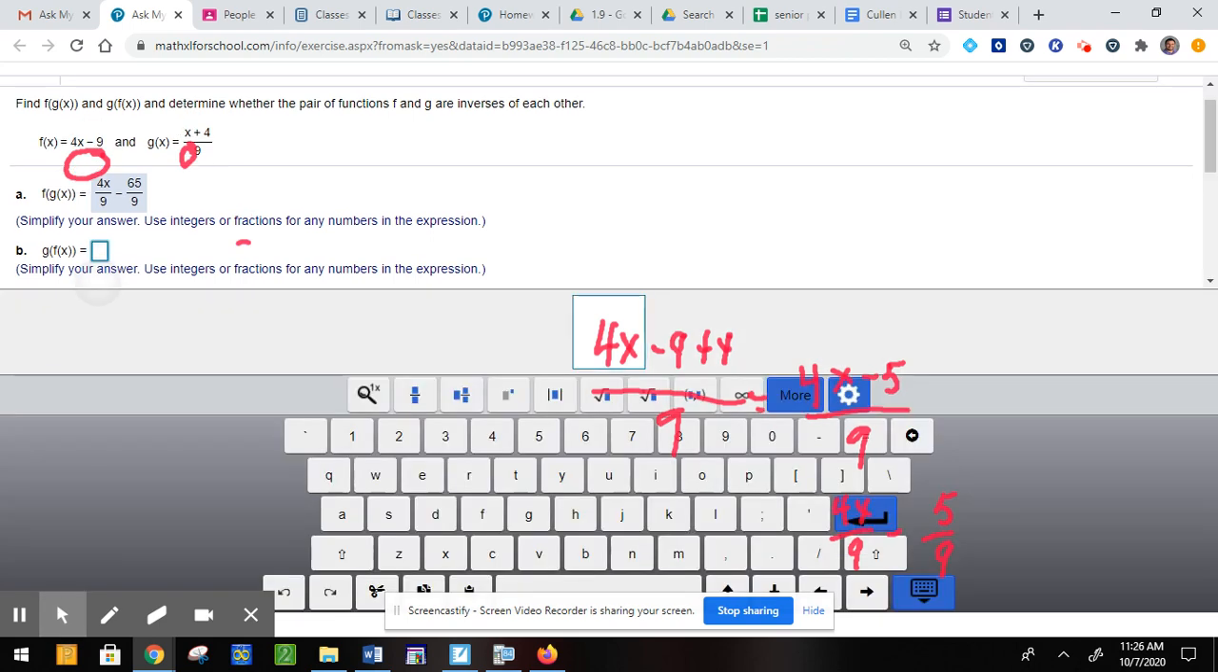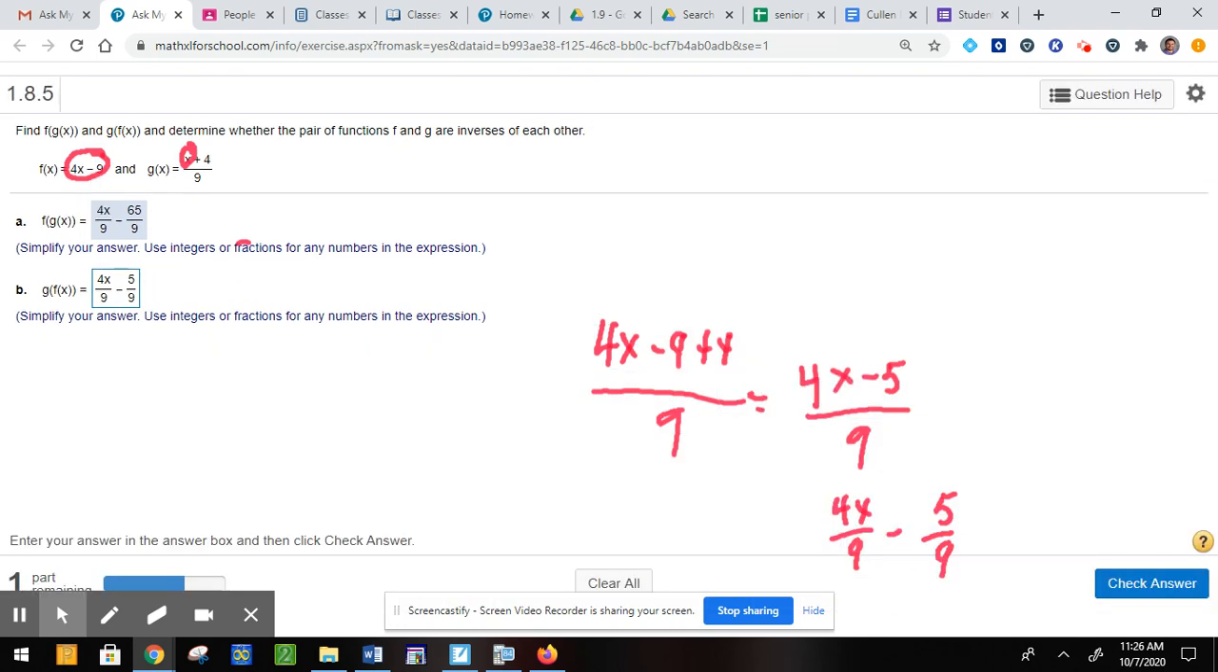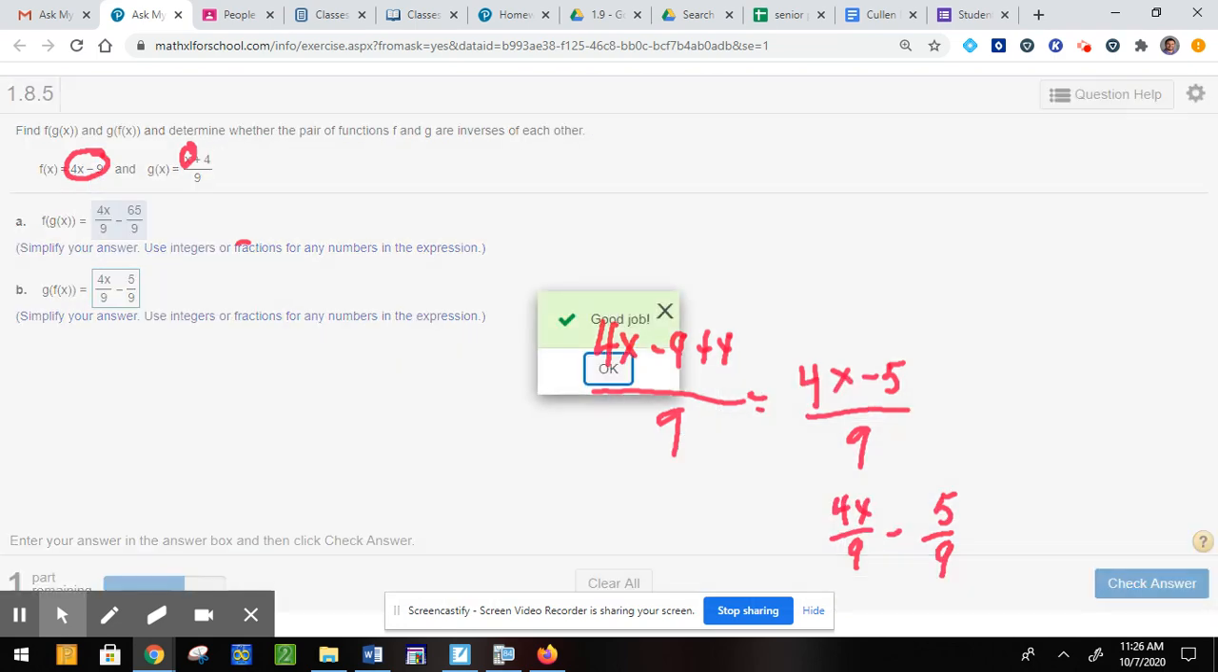Not sure why I can't get this to open up. All right, so 4x over 9 minus 5 over 9. Let's check our answer.